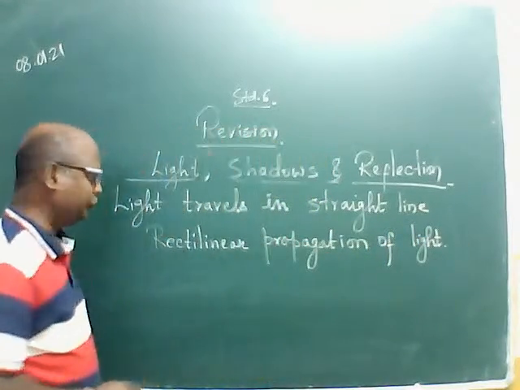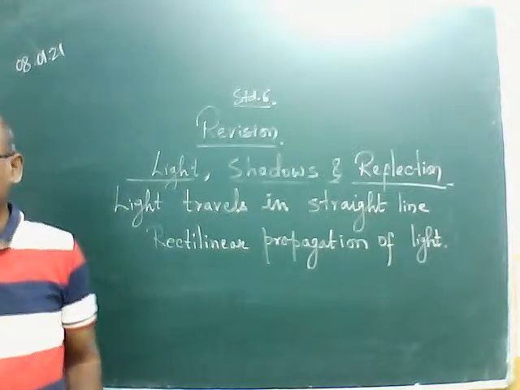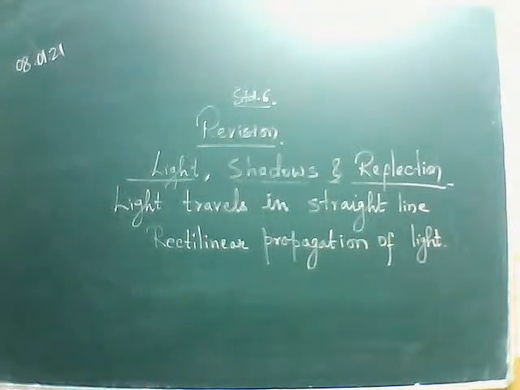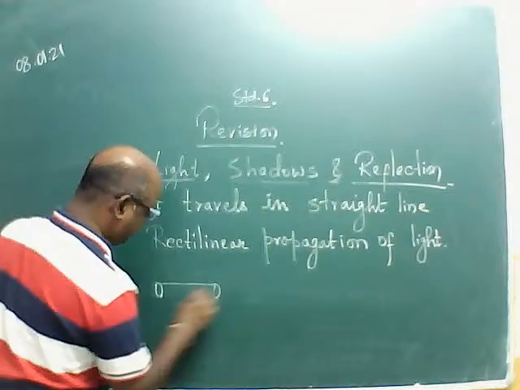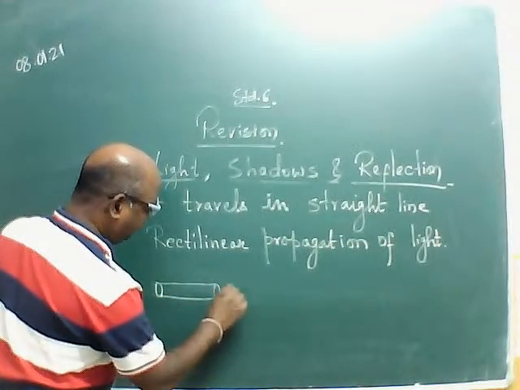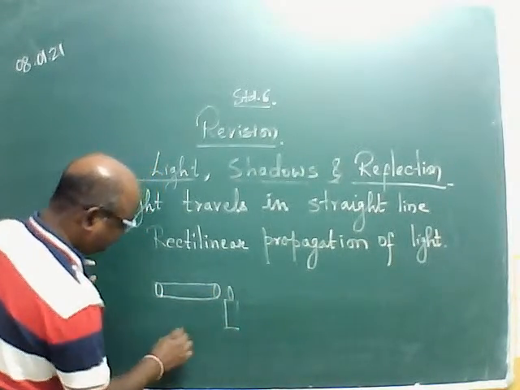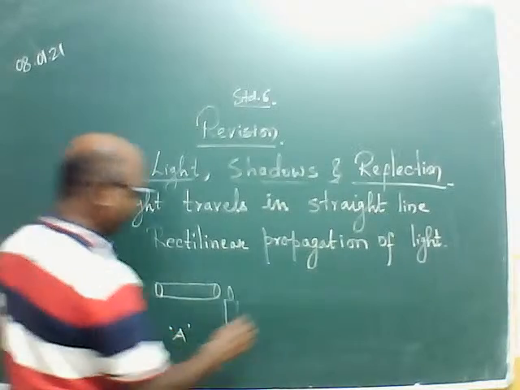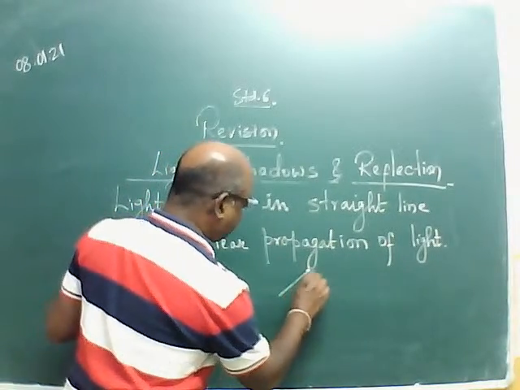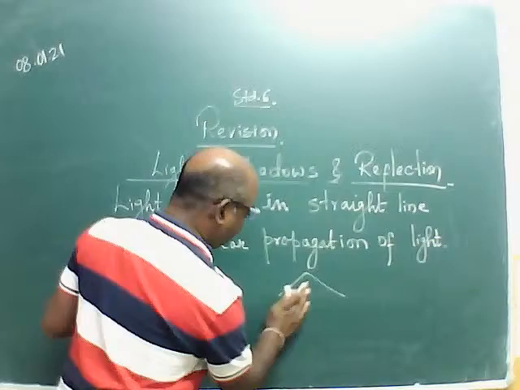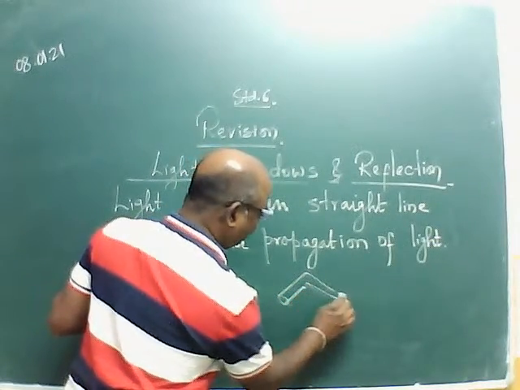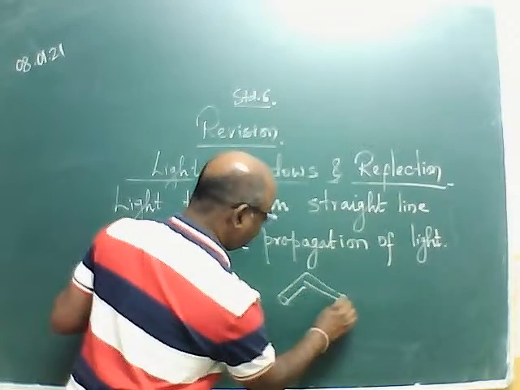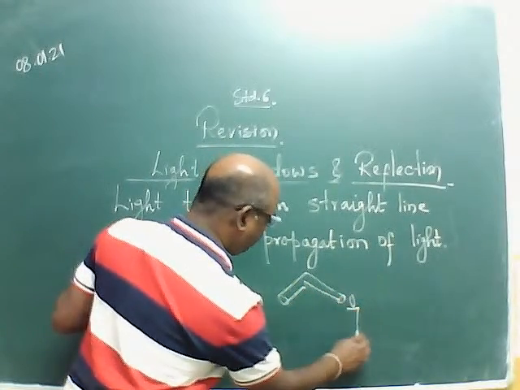Now, for that there is one very famous experiment. First, take one straight tube. See the light through the straight tube. This is case number A. Then take the bent tube. See the light through the bent tube. This is case number 2, B.